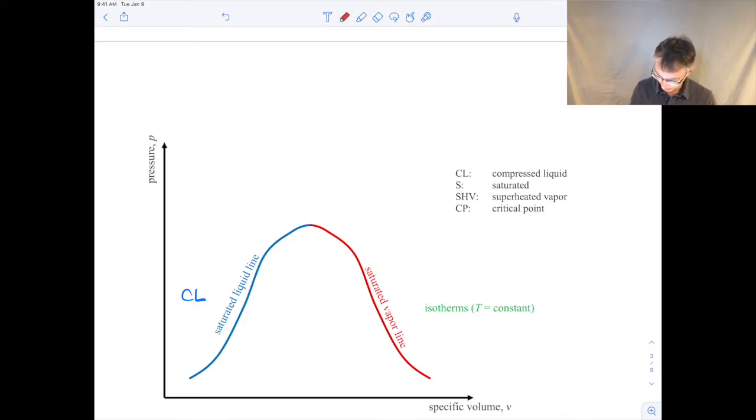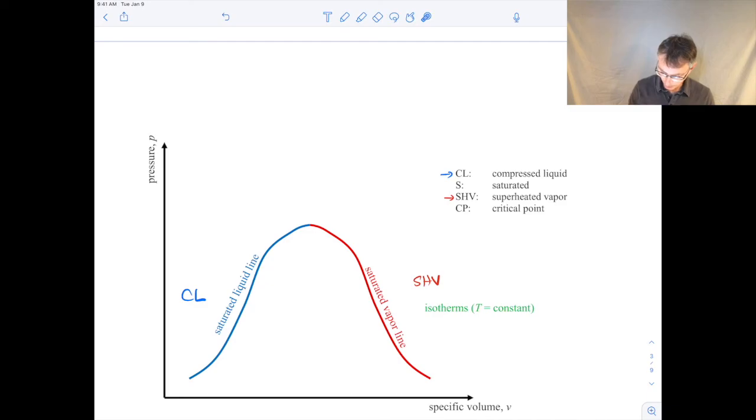So let me do it that way. Superheated vapor. So you can see that's this one. Compressed liquid is that one. So superheated vapor just means vapor. It's again just a terminology thing. You'll hear superheated vapor and compressed liquid. It just means vapor and liquid.